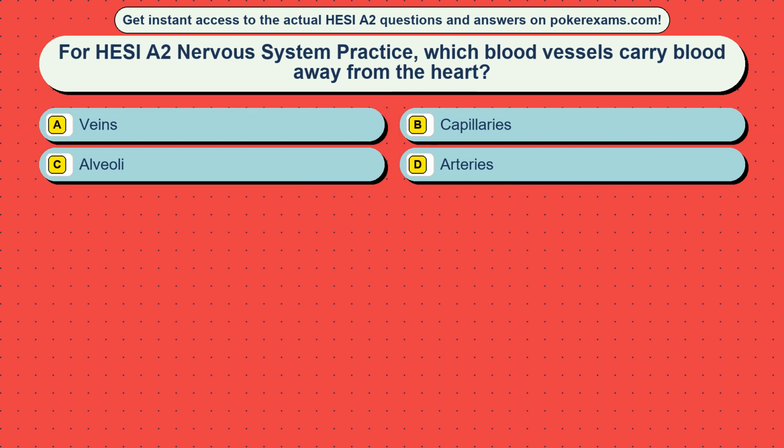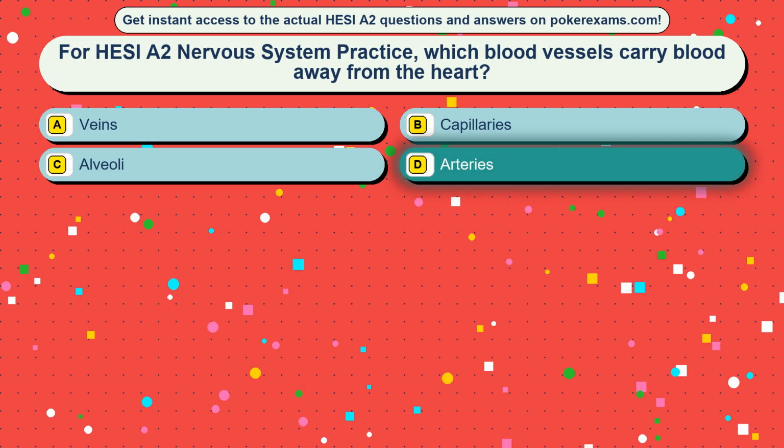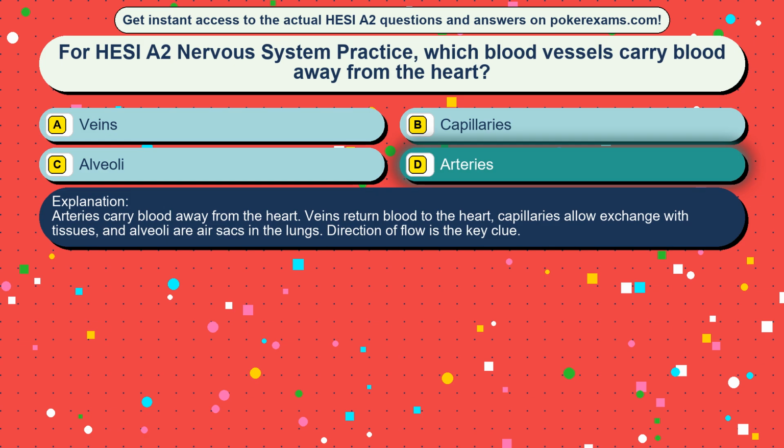Question 2. For HESI A2 nervous system practice, which blood vessels carry blood away from the heart? Option A, veins. Option B, capillaries. Option C, alveoli. Option D, arteries. The correct answer is option D, arteries. Arteries carry blood away from the heart. Veins return blood to the heart, capillaries allow exchange with tissues, and alveoli are air sacs in the lungs. Direction of flow is the key clue.